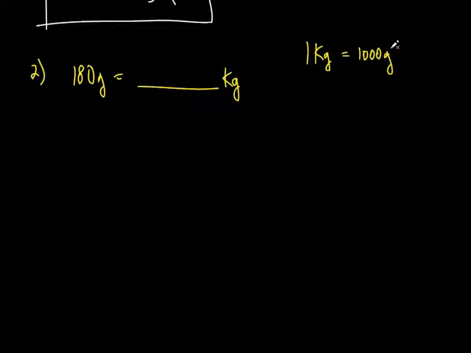Again, this should be something that you have memorized. You should know the prefix kilo means 1,000. So it takes 1,000 of these 1 grams to make 1 kilogram. That should be something that you already know. But if you don't, I'm giving it to you anyway.